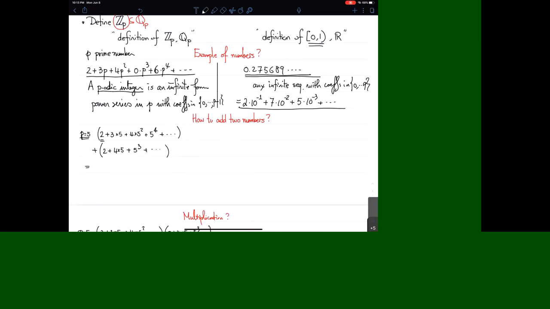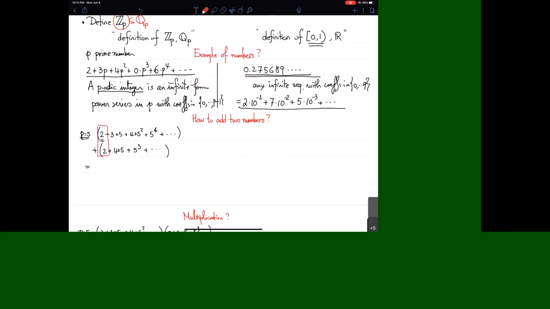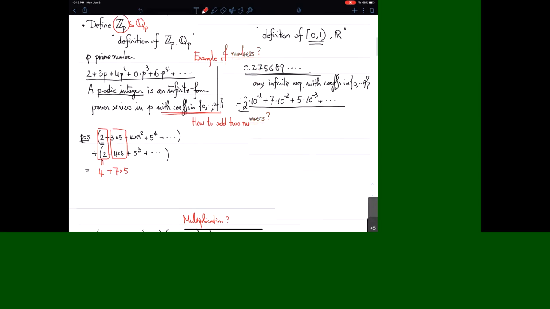Well, what I do is the following. I look at the first two terms, and just like how you add power series, you look at the corresponding terms. So 2 plus 2 gives me 4, so I write 4 here, and I keep going. Now I look at the next term, 3 times 5 and 4 times 5. So I'm gonna get 7 times 5, but that doesn't quite work, because earlier I said the coefficient must be between 0 and p minus 1, so there can't be anything bigger than 4.